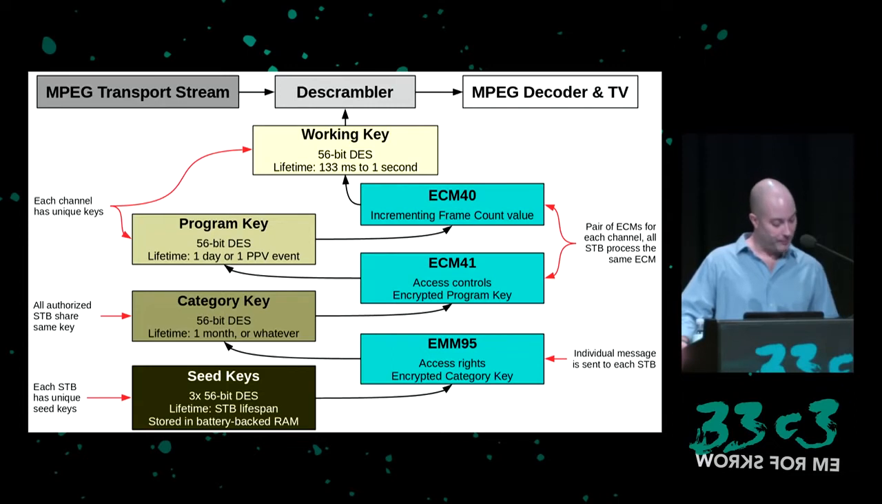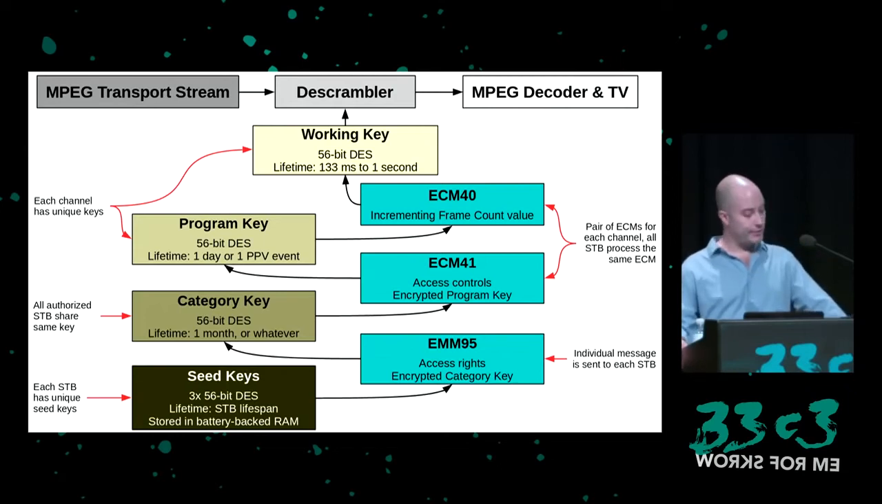To decrypt the EMM, in order to get the category key, seed keys are used. Each set-top box has a set of 56-bit DES seed keys inside of battery-backed RAM. These are initialized during manufacturing. For the lifetime of the set-top box, these keys are used to secure EMMs. So this forms a chain from the seed keys, initialized during manufacturing and never changing, to the decryption of the MPEG transport stream.